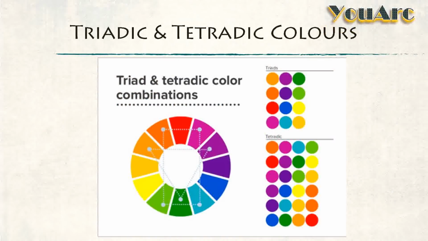So let's see the difference between triadic and tetradic colors. Triadic, as I already told you, is an equilateral triangle formed combination, whereas tetradic has four colors. Okay, so it forms a rectangle. So these are the color combinations of triadic and these are the color combinations of tetradic. So triadic has a three color scheme, whereas tetradic has four. Done.